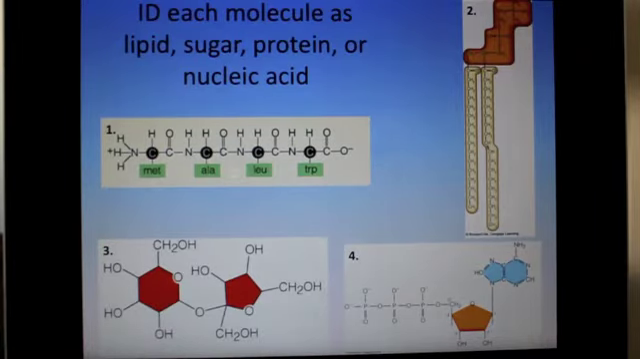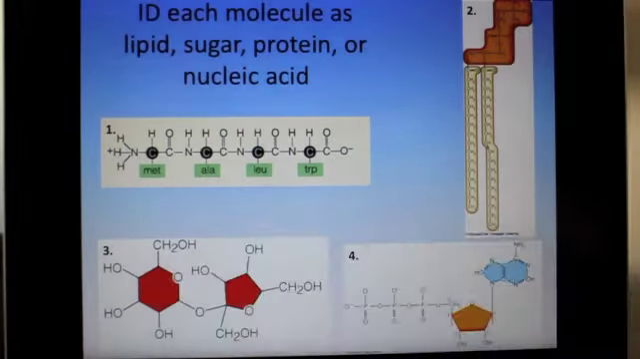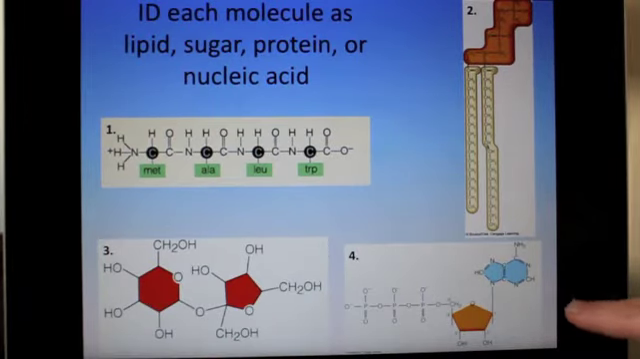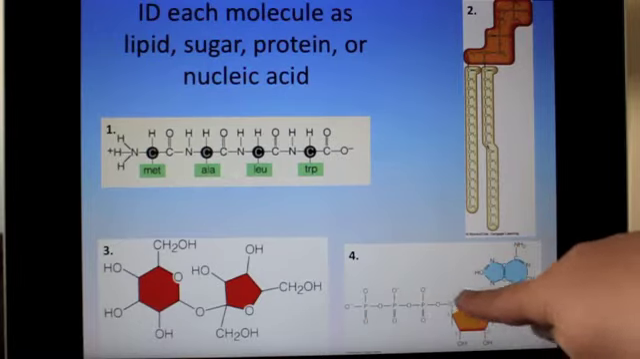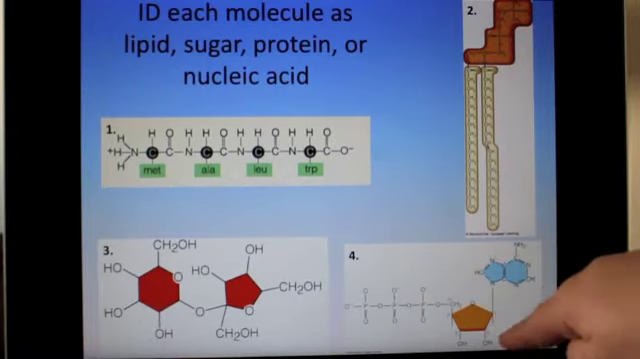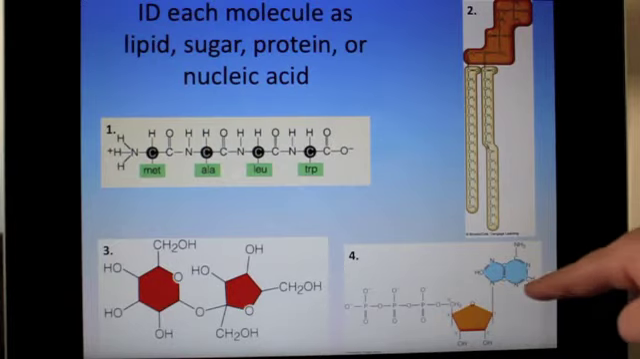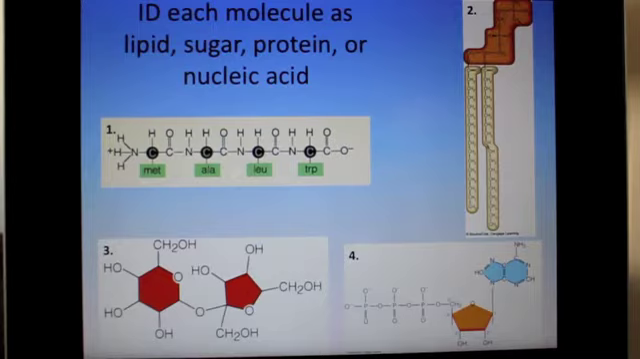Number 3 is a sugar. Remember, the sugars are the ones that have these little pentagons and hexagons that are filled in. And lastly, this is a nucleic acid. Nucleic acids have these 3 phosphates right here. Then they've got a sugar, and then they have these bases here. These are the A's, T's, C's, and G's you've heard about that are part of DNA.